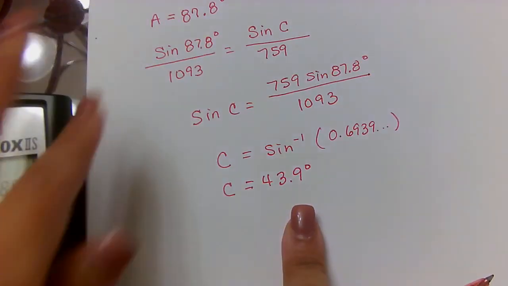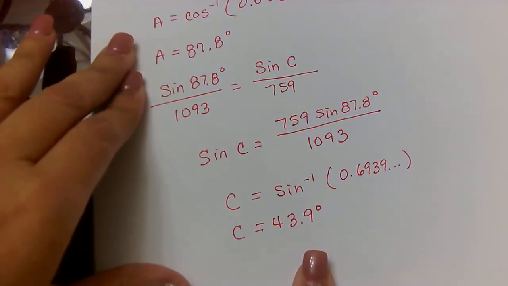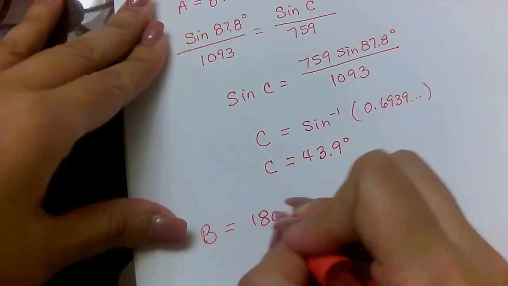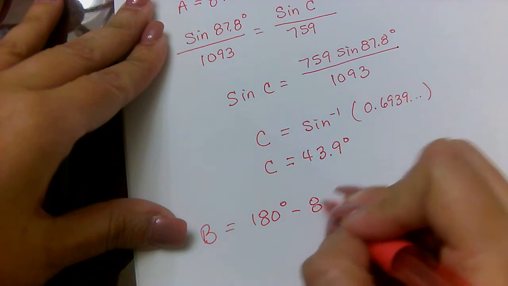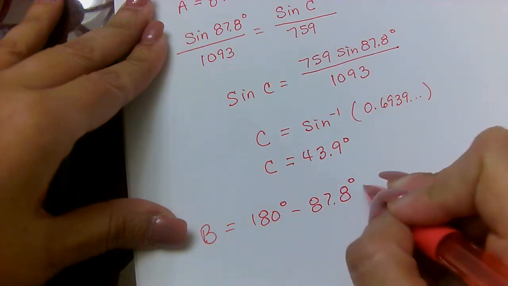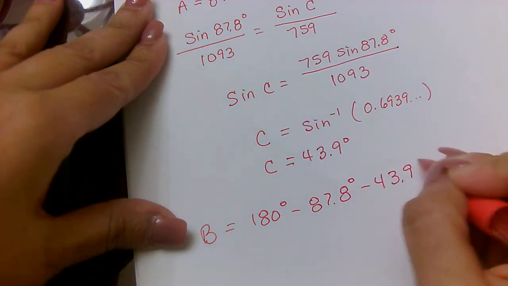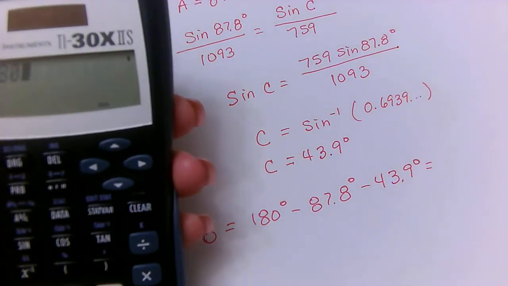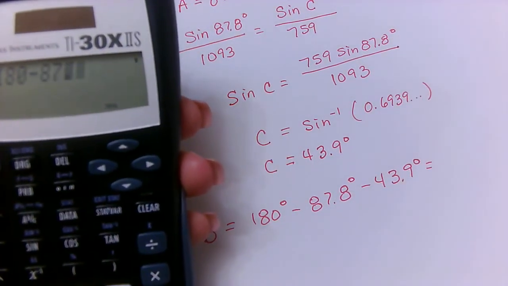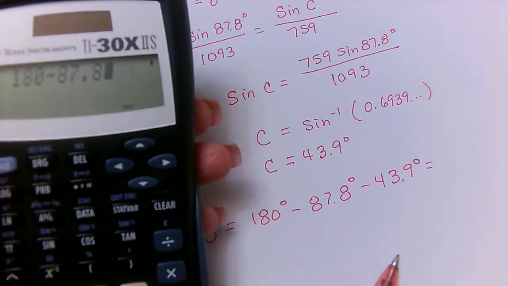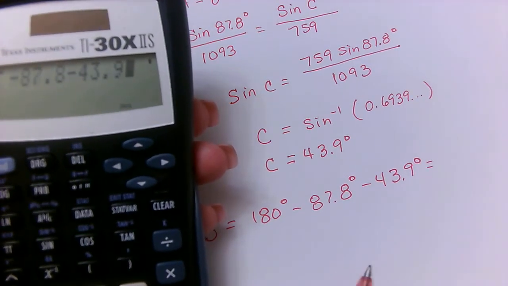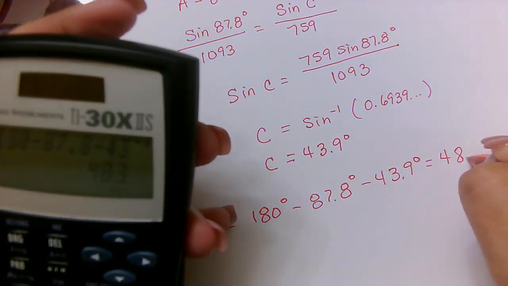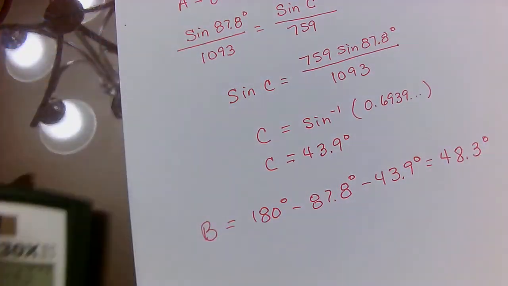Okay. Now it's easy to go ahead and find angle B. Angle B would be 180 degrees minus 87.8 minus the 43.9. Let's plug that into the calculator. 180 minus 87.8 minus the 43.9. Now I get angle B to be 48.3 degrees.